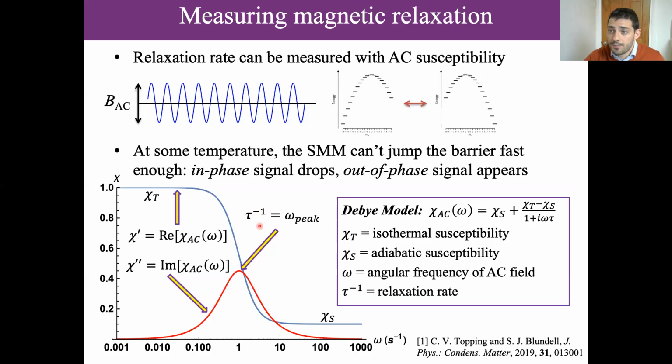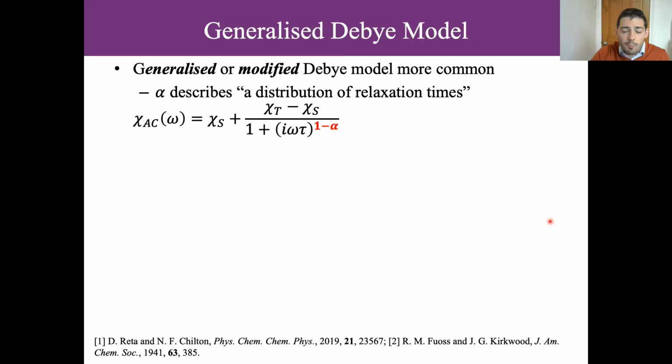There's a really nice recent review by Steve Blundell and his team if you want more information about AC susceptibility. This is all usually modeled under the Debye model, which is an empirical model but does the job very well, and we can extract the relaxation times or rates. But generally speaking, for molecules, we nearly always use what's called the generalized or modified Debye model, where there's an extra alpha parameter. This describes a distribution of relaxation times, and that's important.